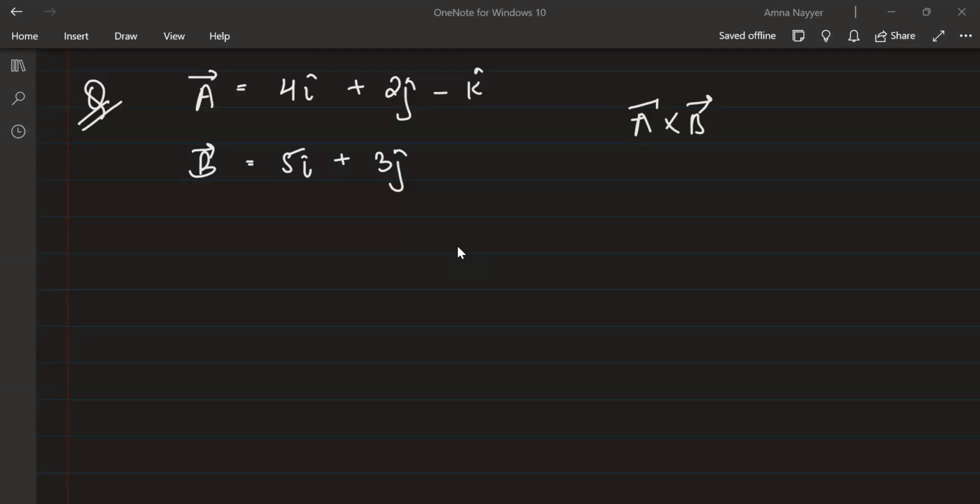Okay, both of you have given the answer. 3 I cap minus 5 J cap plus 2 K cap. Correct. One more question I'm giving you.